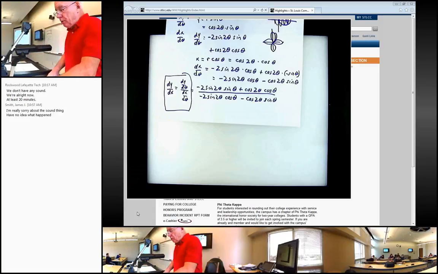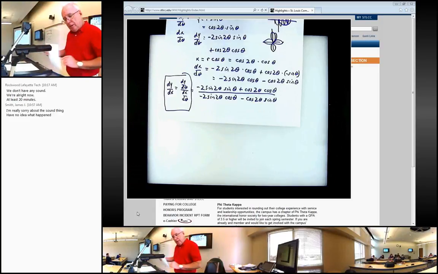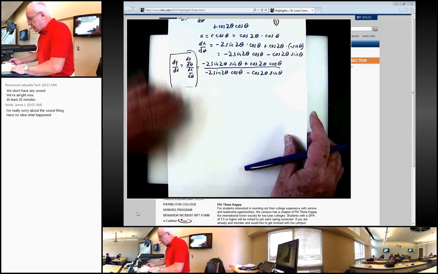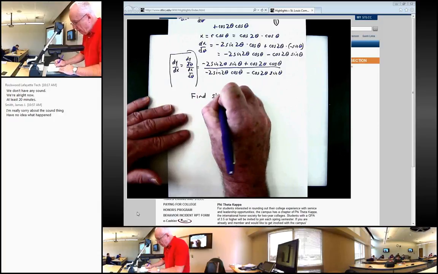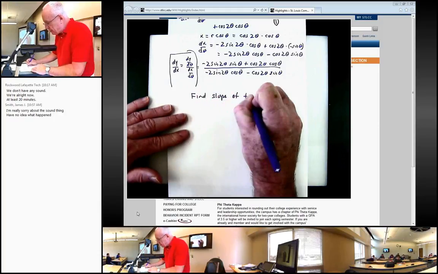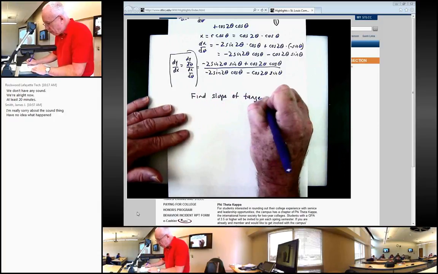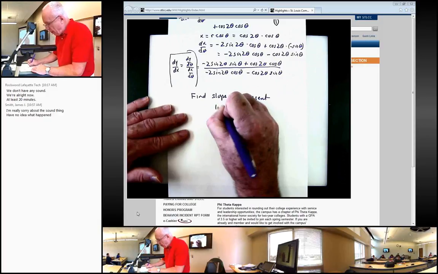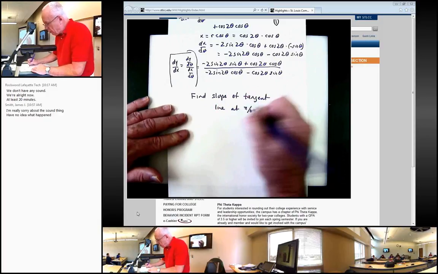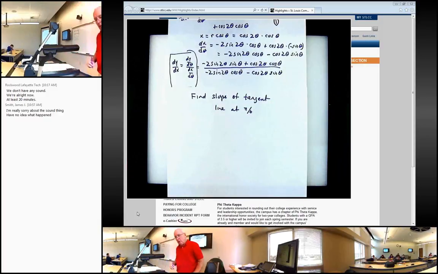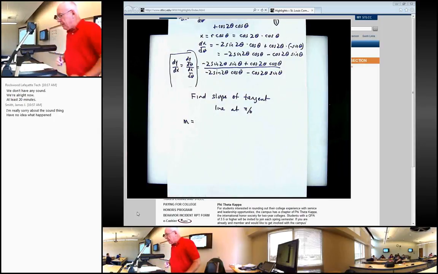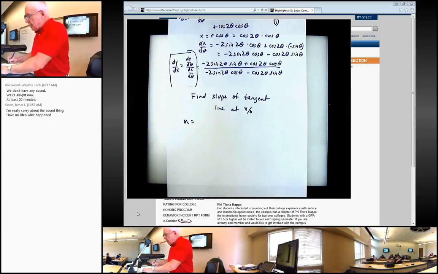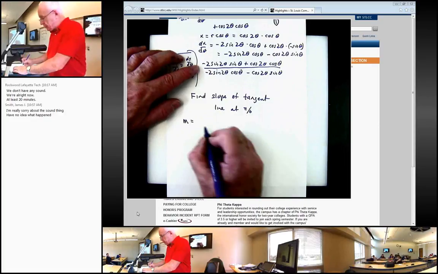And let's suppose that we're asked to find the slope of the tangent line, again at pi over 6. Find the slope of the tangent line at pi over 6. All right. So let's see here. That's going to give us m is equal to, now I just plug in pi over 6 here.